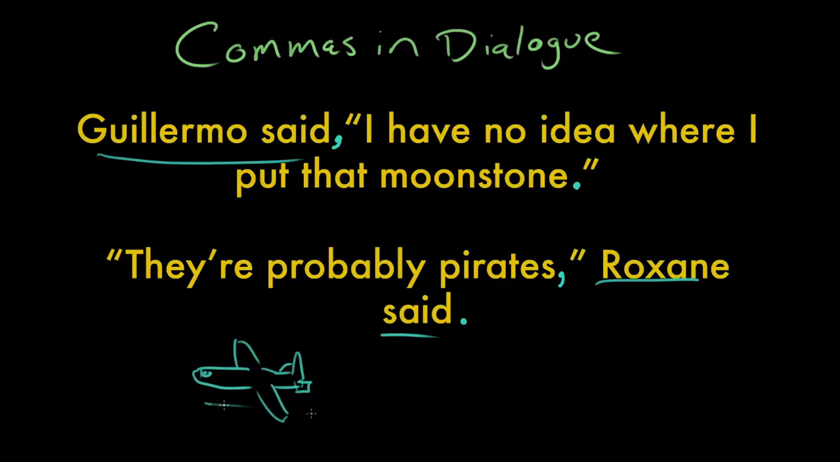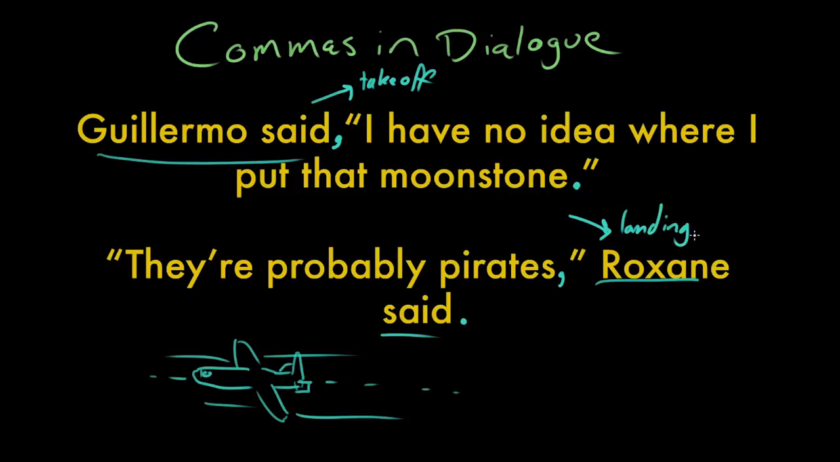Right, so as you said, a comma with dialogue is pretty much acting as a runway. So with the first sentence, Guillermo said, comma, this is kind of like takeoff. You're getting ramped up into the dialogue. And then with the second one, it's like the plane is landing, and they're probably pirates, and then the dialogue ends. But there has to be a comma in there to end it.